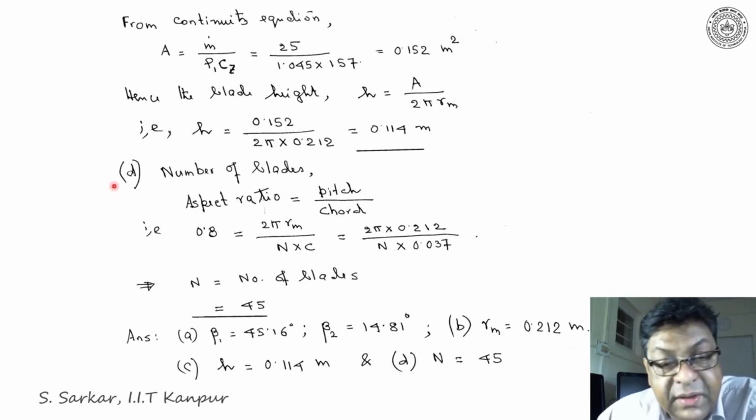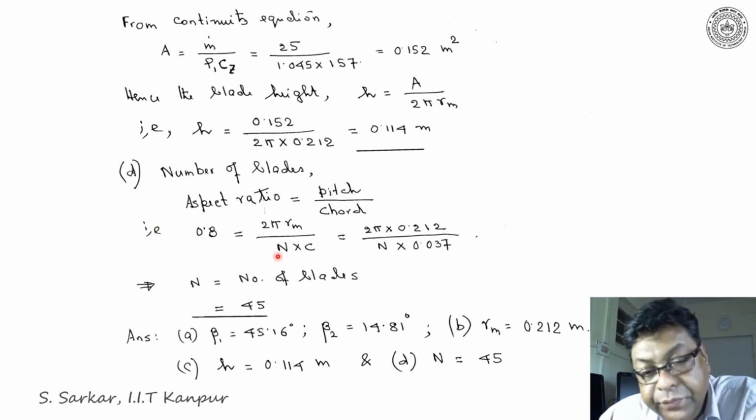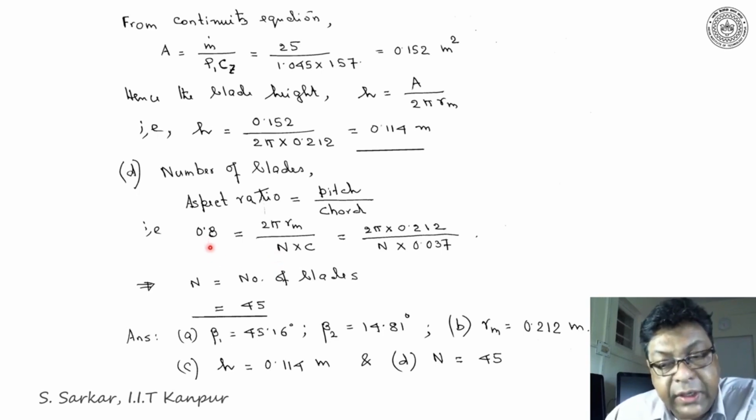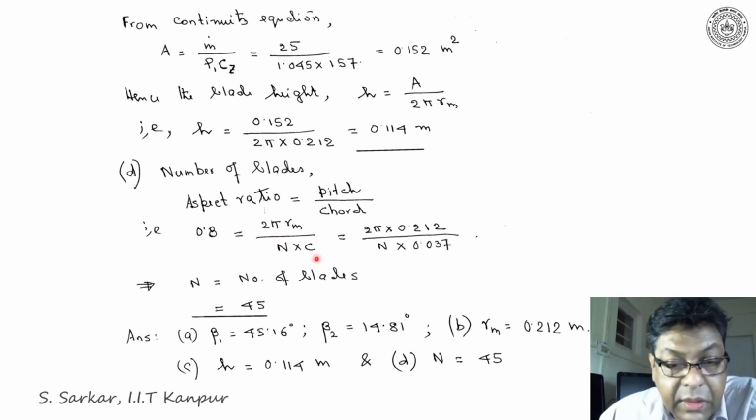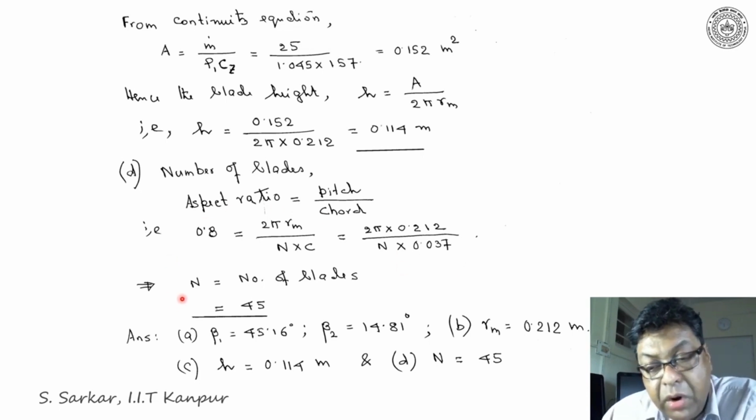Now the last part remaining is the number of blades required. By definition, we know aspect ratio is equal to pitch by chord. Pitch is equal to the distance between two consecutive blades. So pitch can be written here as twice pi Rm divided by number of blades, which I have denoted as n. So 0.8 is the aspect ratio given. So 0.8 is equal to twice pi into Rm divided by n into C. C is the chord of the blade, the value is given here. So I have written 2 pi into 0.212 divided by n into 0.037. Thus, I have got n, the number of blades, as 45.